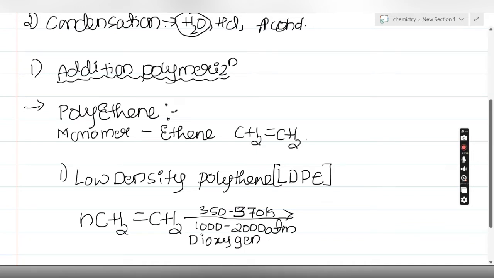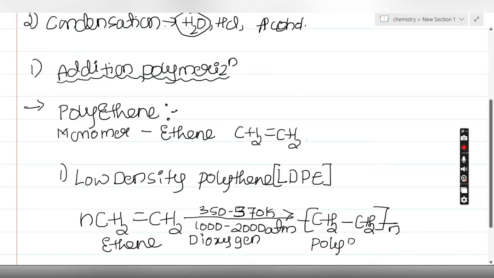Whenever a peroxide catalyst is used, this reaction proceeds through a free radical mechanism, so you should remember that. And when it is converted into polymer, we get CH2-CH2, and on either side the chain continues, n times. The name of this molecule is polyethene. So note it down here. That is a very important point.